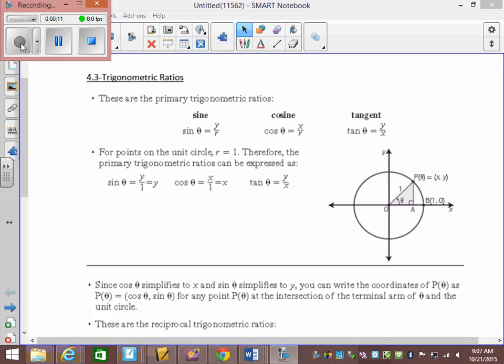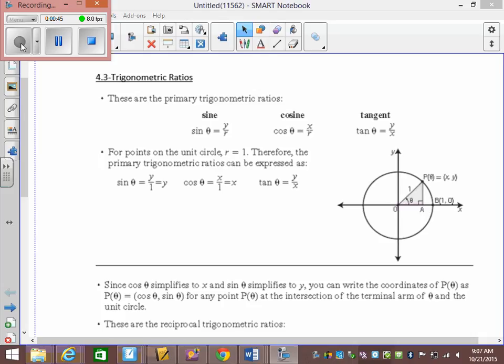4.3 trigonometric ratios. This is where it starts getting a little more difficult. So there are the primary trig ratios. Sine theta is y over r, which remember it was opposite over hypotenuse, but opposite is always y on a circle. Hypotenuse is always r on a circle. Cosine is x over r because adjacent over hypotenuse. So x is adjacent, r is hypotenuse, and then tan is y over x. And remember I said tan, we could always do y over x because y is sine and x is cos, remember, off your unit circle. So for points on the unit circle, r is always 1.